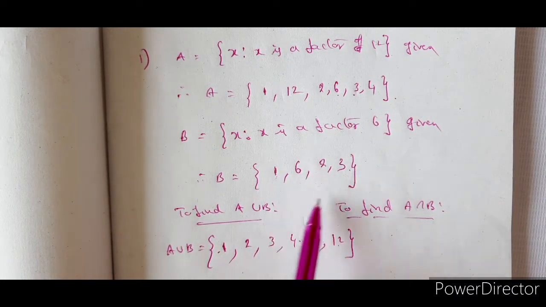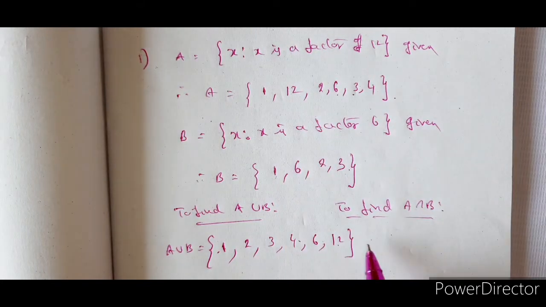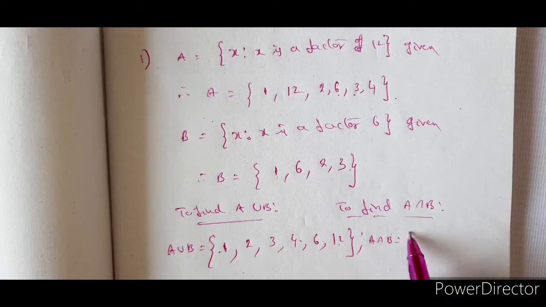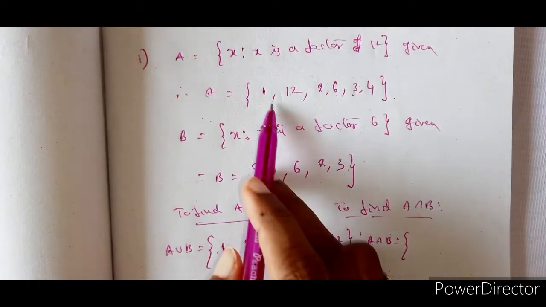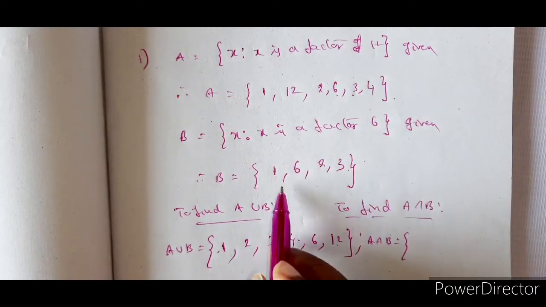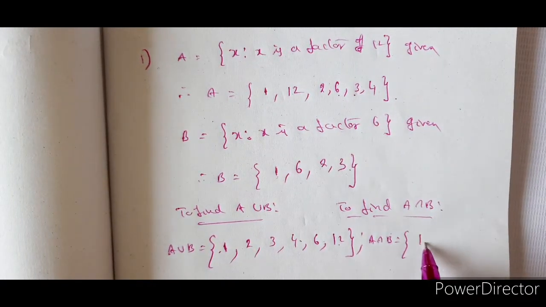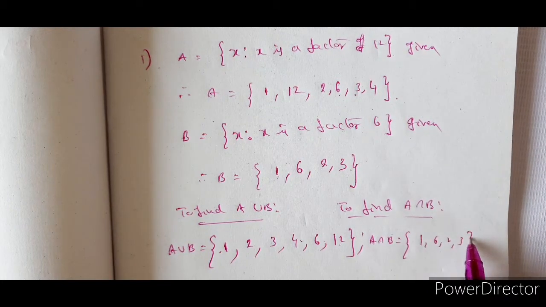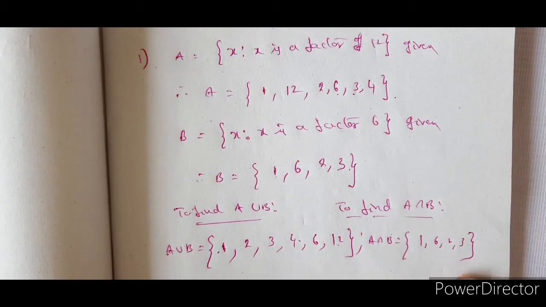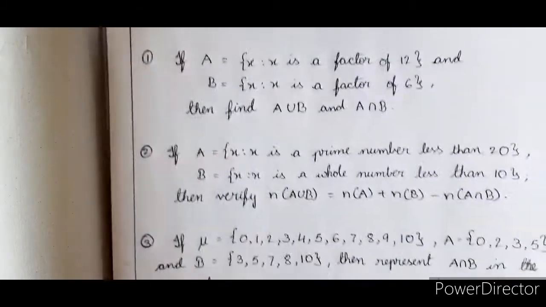You can also see that B is a subset of A. Now A intersection B. This whole thing is already a subset, is it not? Because you can see all the elements of B in A. So B itself is the intersection: 1, 6, 2, 3. So that's all with this. Now let us see the next one.